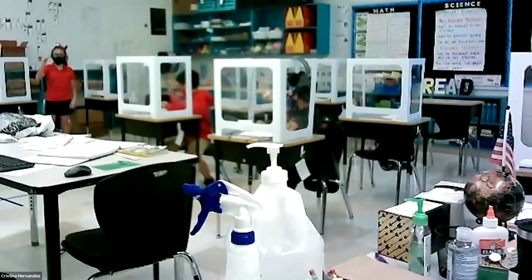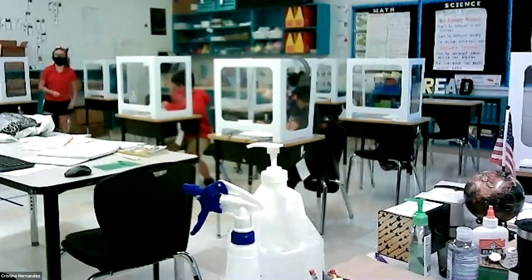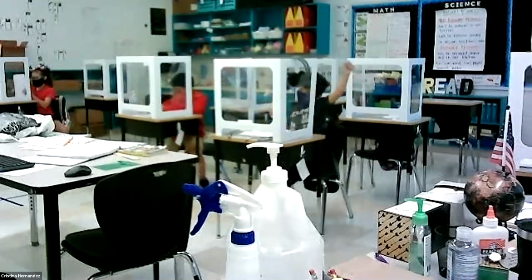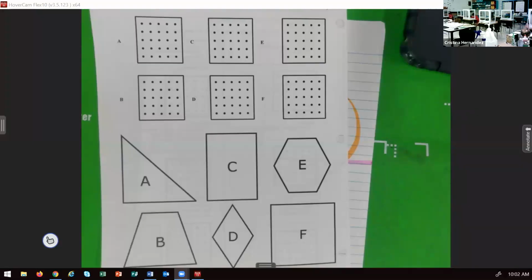Oh no, here it is. Sorry. Page 122. Lines of symmetry. Page 122. Off the computers. Let's go. Lines of symmetry. Oh, we're doing the bottom part. Let's go. 122.